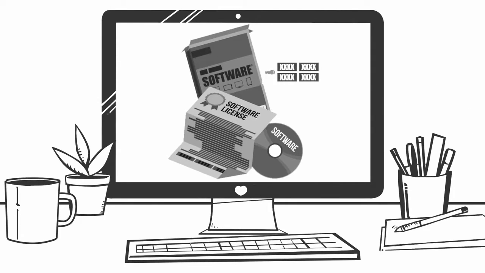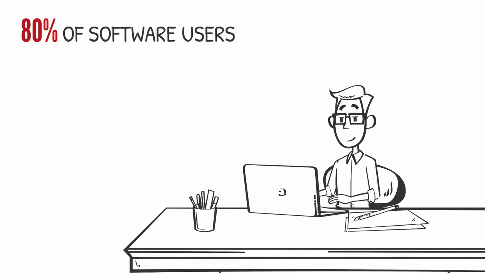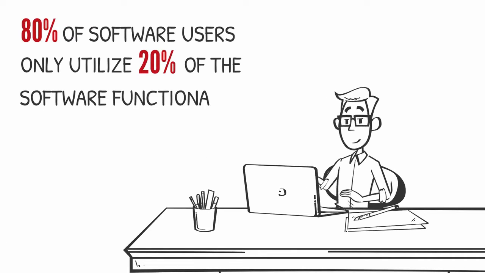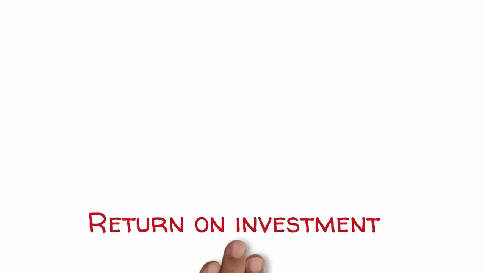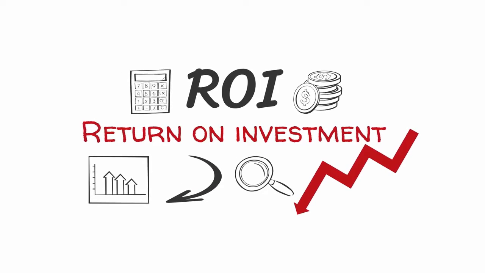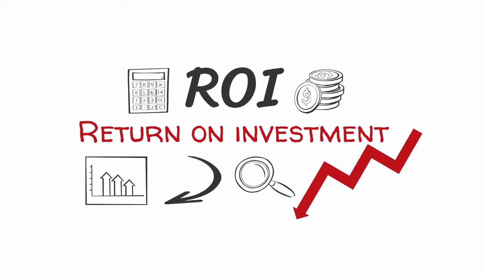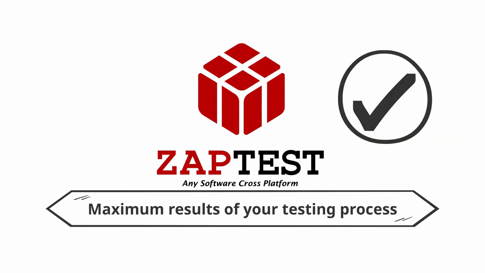Software licenses are numbered and may be very costly, as well as require an additional budget for personnel training. On average, 80% of software users only utilize 20% of the software functionality due to lack of time from daily tasks. As a result, companies are not getting their full ROI from the software and at some point stop using that software. At ZAP, we provide you with maximum results of your testing process.